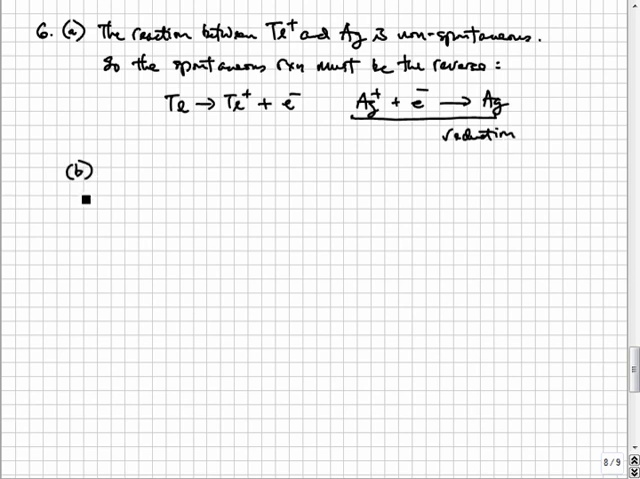B. The overall reaction is Tl + Ag+ going to Ag + Tl+. The anode is where the oxidation half reaction occurs, which is Tl going to Tl+ + an electron. This is the cell on the left.